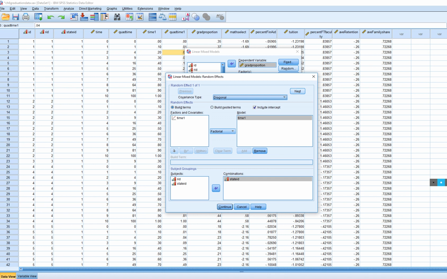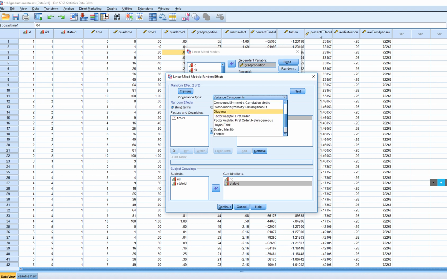Next, we'll move our ID over as well as the state ID variable over. And so when we click on time, move it over, and include intercept, and then select diagonal matrix, again, we're essentially allowing the intercepts and slopes to randomly vary, but in this case we're addressing the random variation between the four-year institutions.